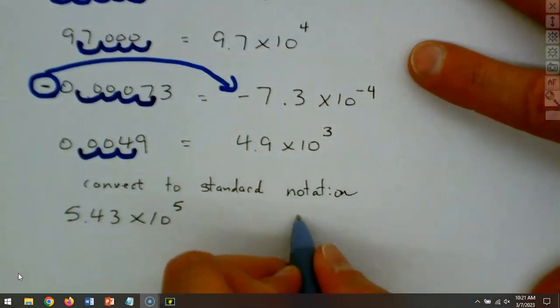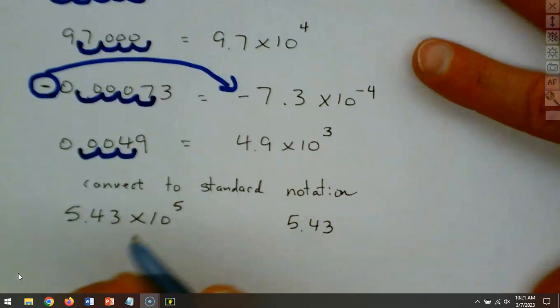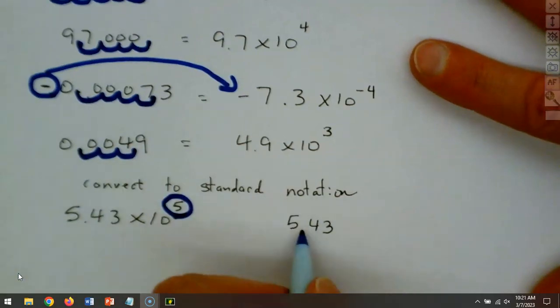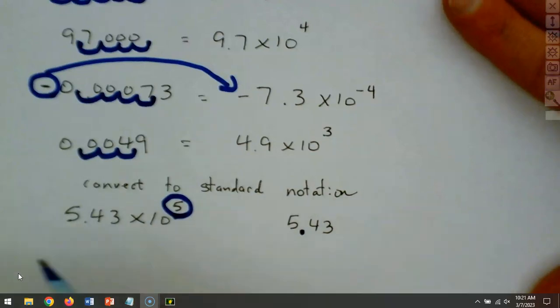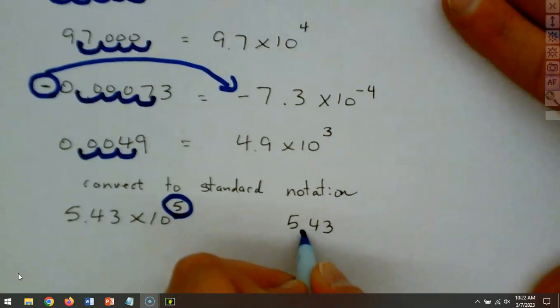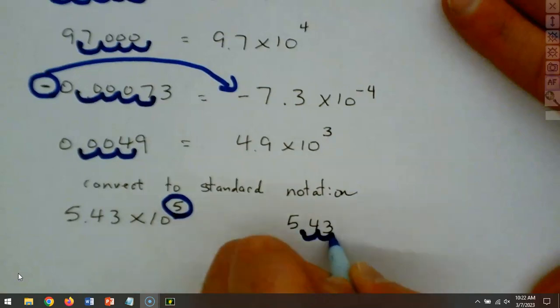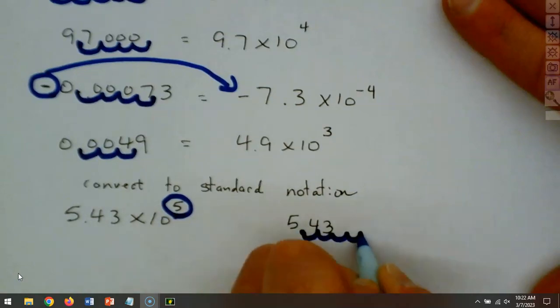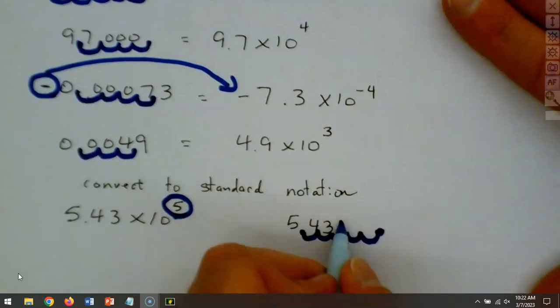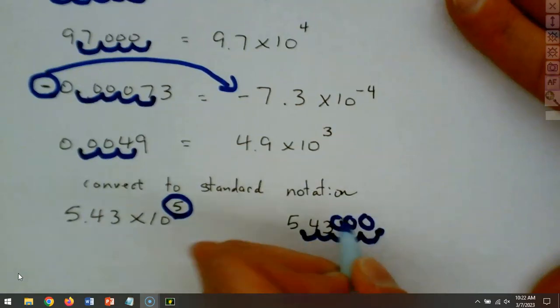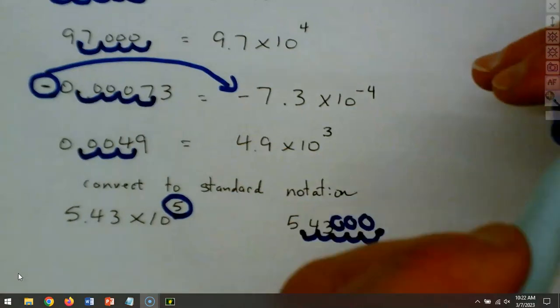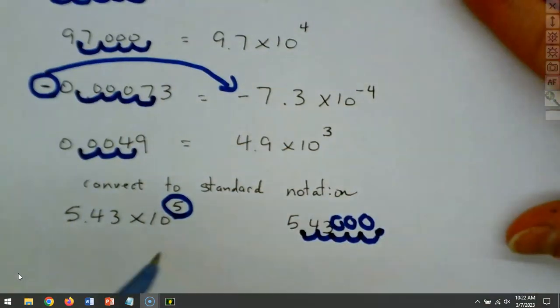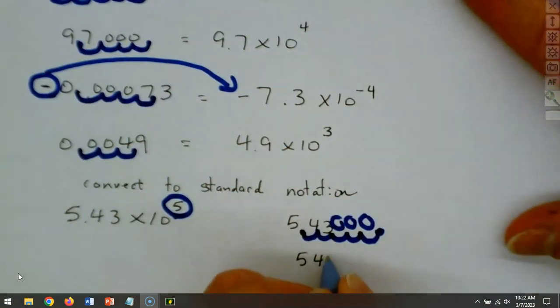Well, we have a 5.43, and how many places do we have to move? 5. So here's my decimal. We're going to move it to the right because it's positive when we go to standard notation. So here's my decimal. We go 1, 2, 3, 4, 5 places. You fill it in with the correct number of zeros. So what would that then be? When I rewrite that, that would be 543,000.